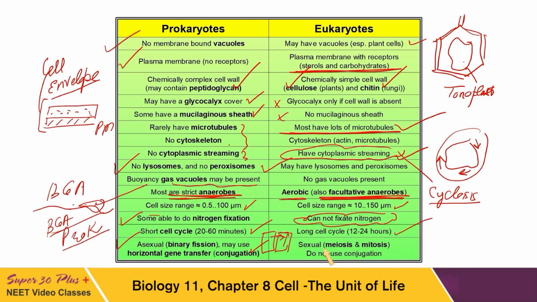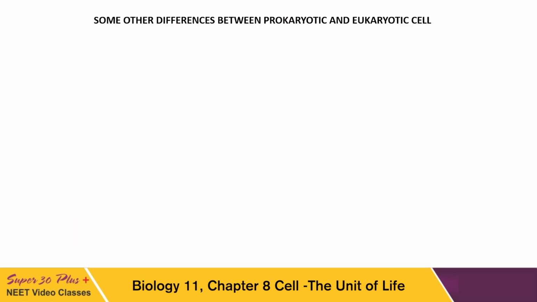Here, because we have mitosis and meiosis, they do not have conjugation. Here we have alternation of generation in cells. There will be no alternation of generation in prokaryotes. Is it right? Okay. Come to the next now.